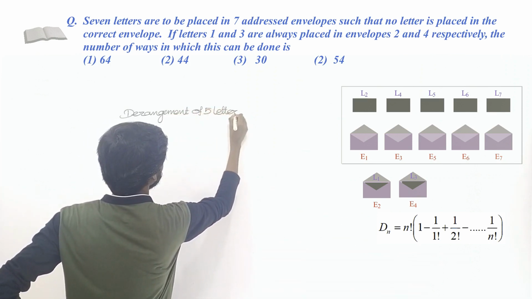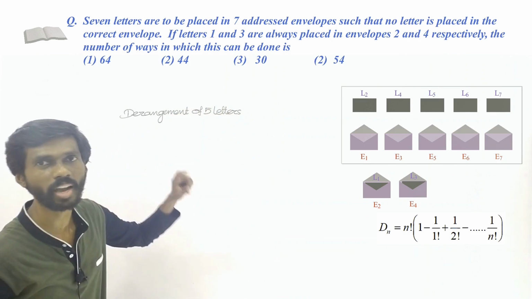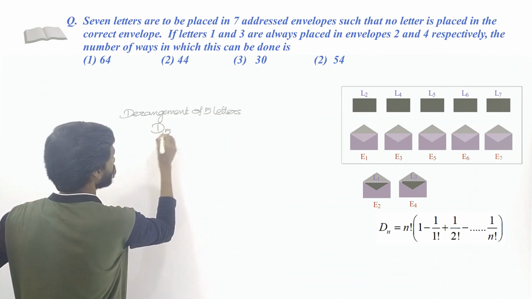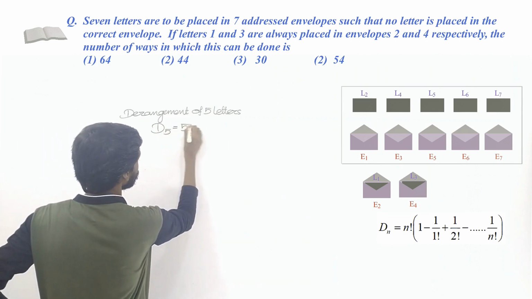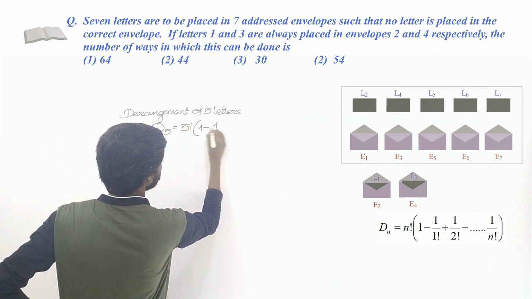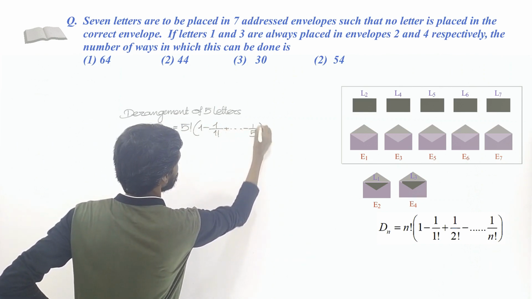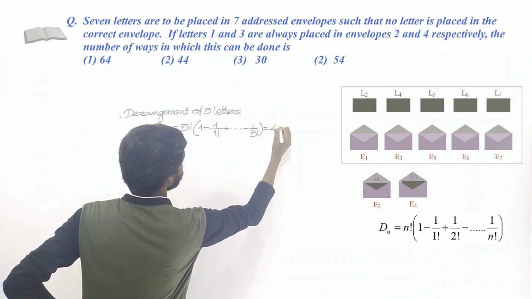So how many ways can we place these 5 letters in the 5 envelopes with nothing matching? So that is the derangement of 5. Let us denote this by d5, which is 5 factorial multiplied by 1 minus 1 by 1 factorial plus, etc., up to 1 by 5 factorial. If you calculate, it will come out to be 44.